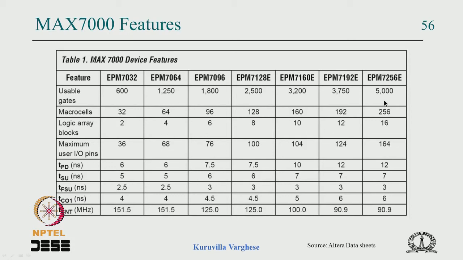So the highest one has 16 logic blocks, which gives 256 macro cells. It's quite a big device with a lot of macro cells. 256 macro cells is quite high, and you can implement many medium complexity designs in such a CPLD. So let us move on.